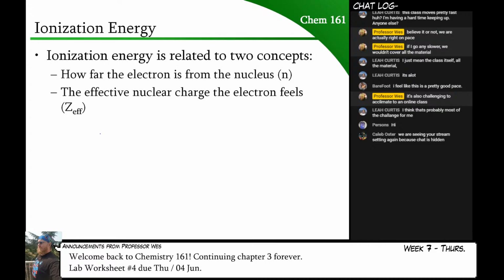So the same two principles that guided us for atomic radius are going to guide us for ionization energy. We're going to look at the maximum n, and then we're going to look at Z effective. And hopefully everybody remembers how to calculate Z effective, because we're going to do that again today.